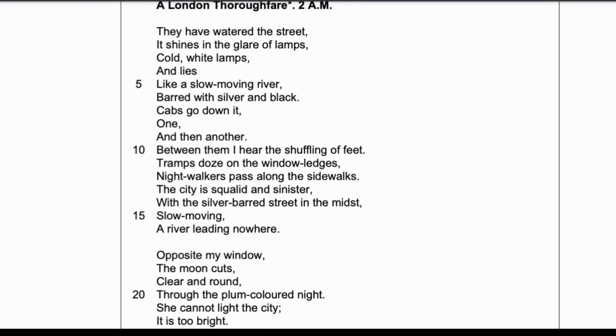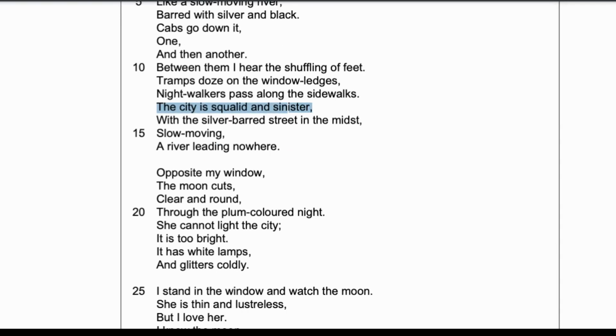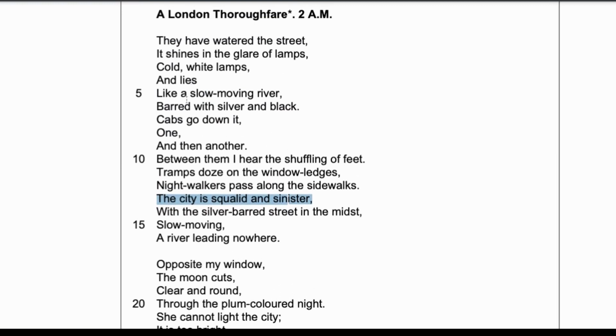So if we go back in the poem, you have this idea of menace, maybe frightening, like atmosphere or mood. The city is squalid and sinister. Squalid means really dirty, sinister means frightening or kind of intimidating in some way. You could maybe say squalid, sinister, night walkers, and then the image of the tramps, specifically calling them tramps, which is kind of like quite a derogatory term. All of that creates an atmosphere of fear or uncertainty.